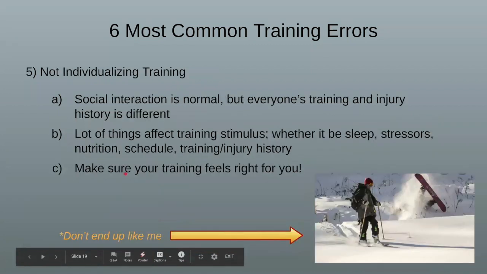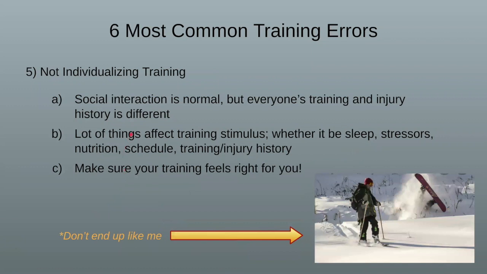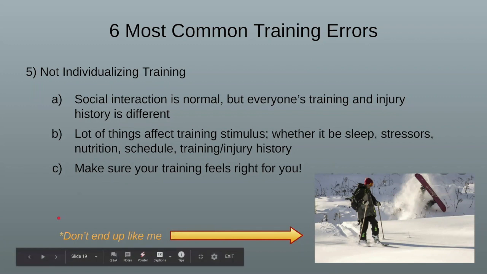Number 5, individualized training. We're all humans. We like to socialize. We like to work out with other people. Some of us do. But just remember, this is just something to think about. I'm not trying to take you out of training with your friends, but you may not be on the same level, and there's a lot of things that affect your training stimulus, whether it be sleep or stressors or nutrition or your job or your schedule, things like that. Just don't end up like me. This is kind of what I do every time I try to snowboard and follow people down the mountain. It leads to some serious injuries here.